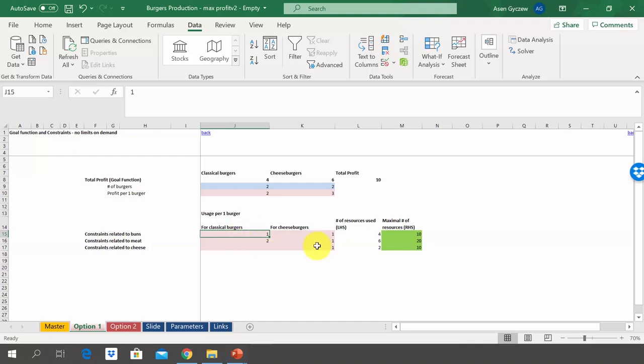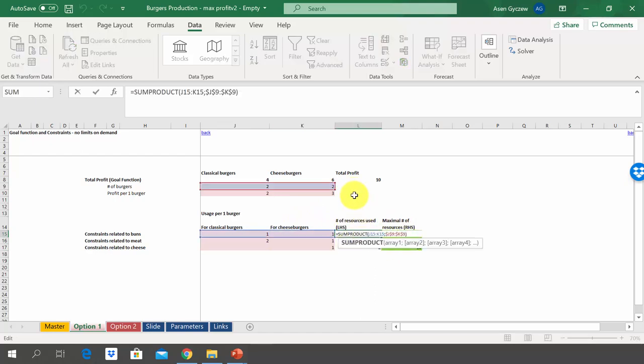In the pink, we put the parameters, so everything which is in front of the variables in the way we have described the problem in previous lectures. So we know that for classical burger, we're going to need one bun, and the same goes for the cheeseburger. So we have one here. And then in column L, we calculate the left-hand side of the equation related to the resources. In this case, it will be related to buns. And we, in other words, calculate how much we're going to use given the production that we have defined in J9 and K9. So since we will be producing two classical burgers and two cheeseburgers, and for every one of them, we need just one bun, in total, we will be using 4 buns.